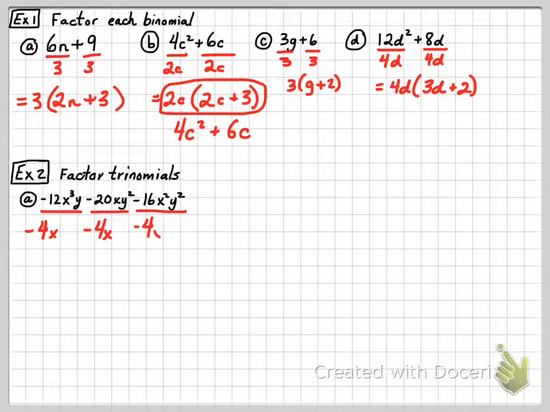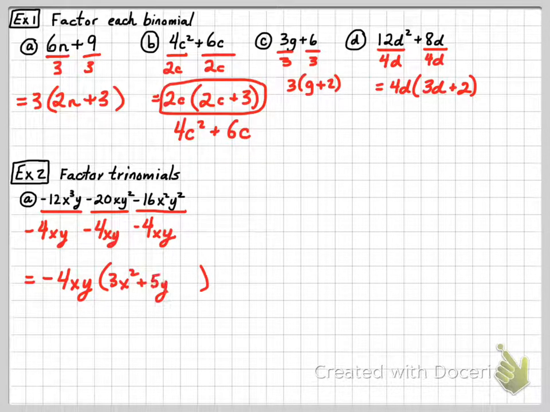Now, I can divide an x out of all of these terms as well, and I can divide a y out of all of these terms. So my answer is going to be negative 4xy times (3x squared plus 5y plus 4xy).